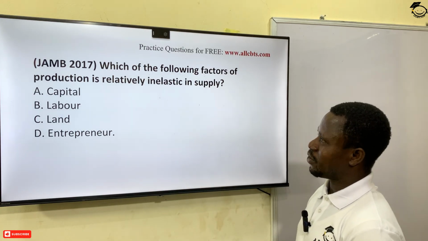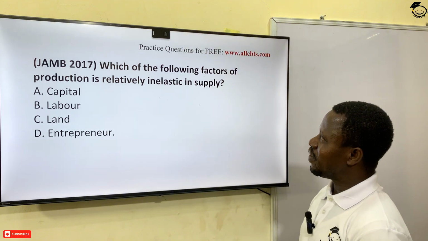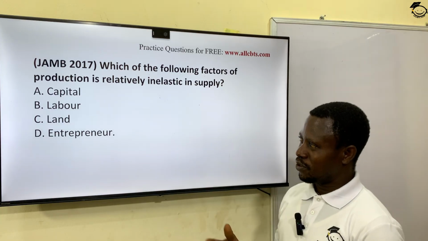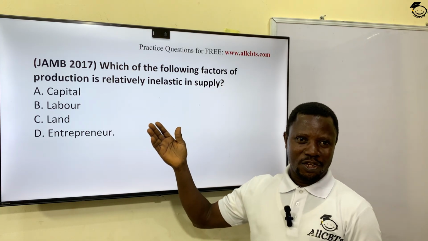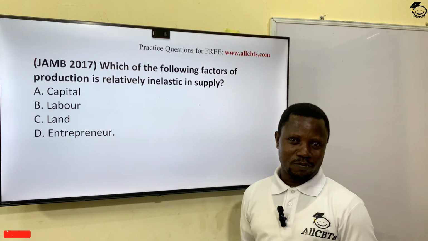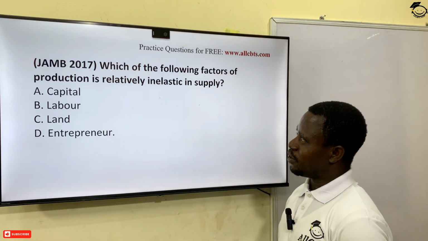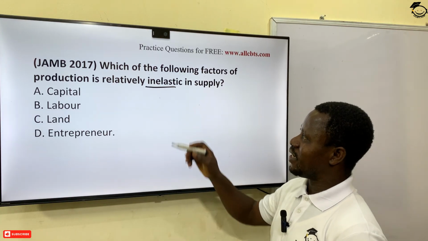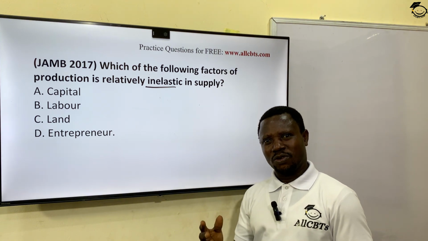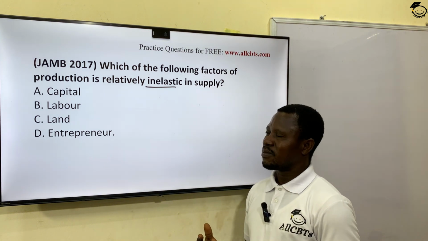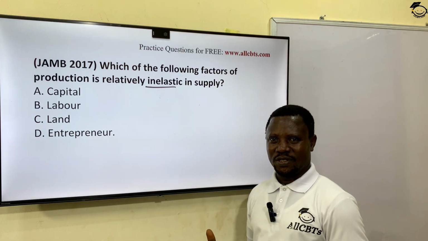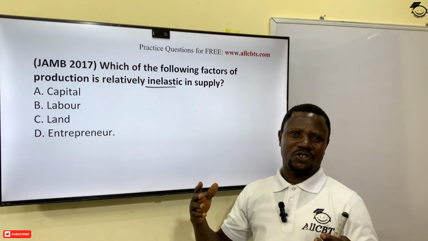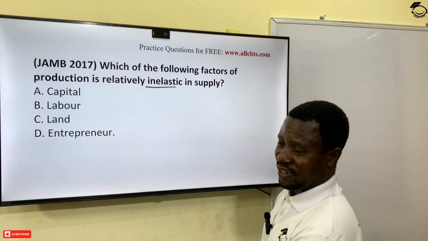Which of the following factors of production is relatively inelastic in supply? We have the four factors of production as stated here: land, labor, capital, and of course, the entrepreneur. Now, the question is, among these four factors, which of them is relatively inelastic? The word inelastic means, at least in the short run, does not change. It's inelastic in supply. It does not change because it's just there.